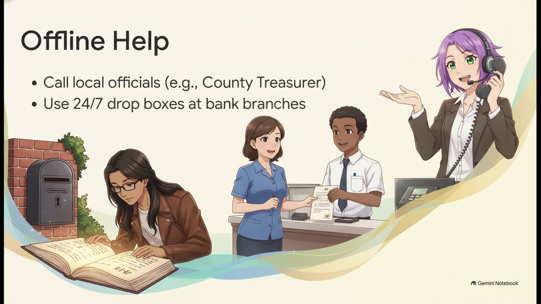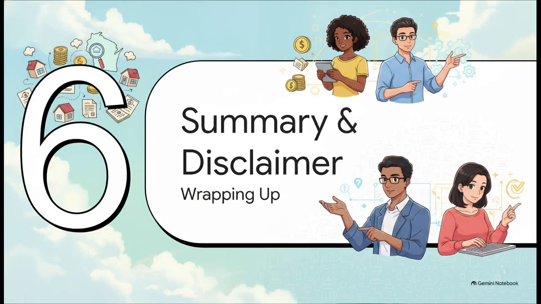Plus, if you ever look at your bill and strongly believe the assessed value of your property is just wrong, you can submit a formal review or objection request during what's called the open book period every May. And finally, Section 6, Summary and Important Disclaimer.